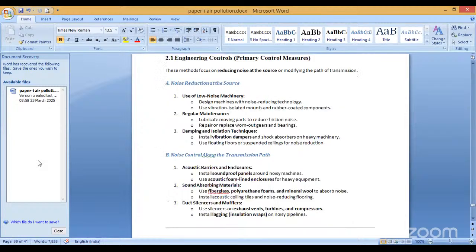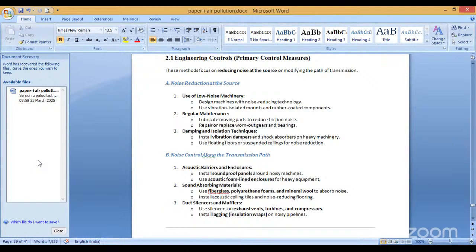These methods focus on reducing noise at the source or modifying the path of transmission. Noise reduction at the source means use of low-noise machines, designing machines with noise-reducing technology, and using vibration-isolated mounts and rubber-coated components.